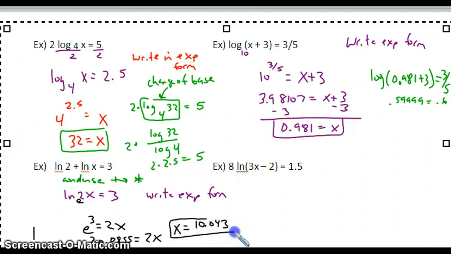So again, if I want to check this out, I can plug it into my calculator. Natural log of 2 plus the natural log of 10.043. Again, you want to make sure when you plug in these natural logs that you're closing the parenthesis before you insert the next one. And I get 3.000002, so again, that's very close to 3 there. Again, not exactly 3 because that's a rounded answer.